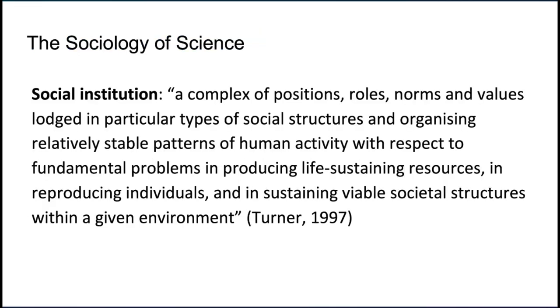And lastly, within the sociology of science, we see science as a social institution. What is a social institution? Jonathan Turner explains it is a complex of positions, roles, norms, and values lodged in particular types of social structures and organizing relatively stable patterns of human activity, with the goal of addressing fundamental problems in producing life-sustaining resources, in reproducing individuals, and in sustaining viable societal structures within a given environment.